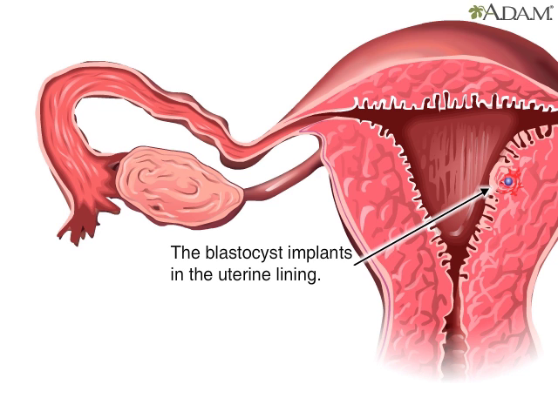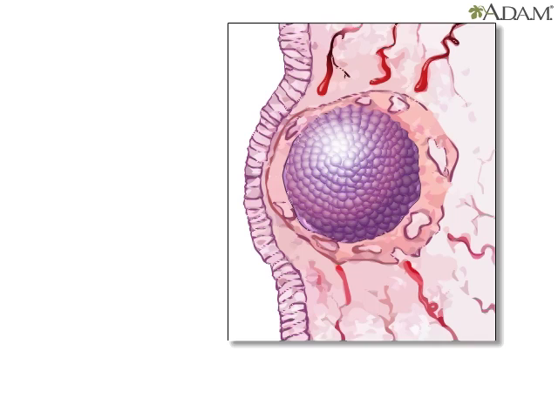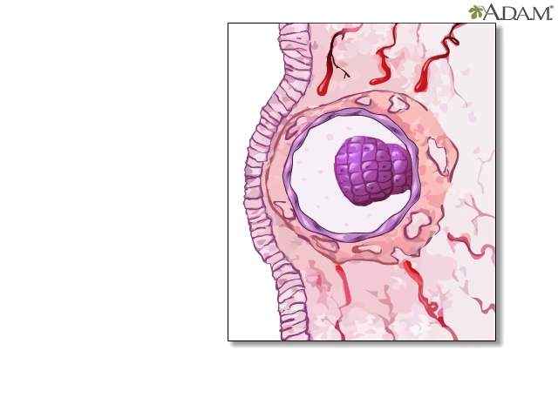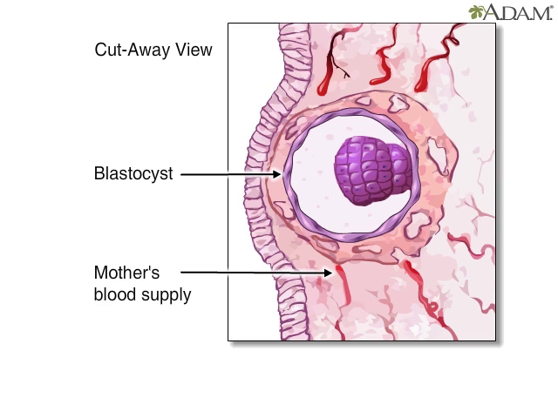Zoom in on the blastocyst. If we take a closer look at the uterus, you can see that the blastocyst actually buries itself in the lining of the uterus, where it will be able to get nourishment from the mother's blood supply. Zoom in on the blastocyst implanted in the wall of the uterus.